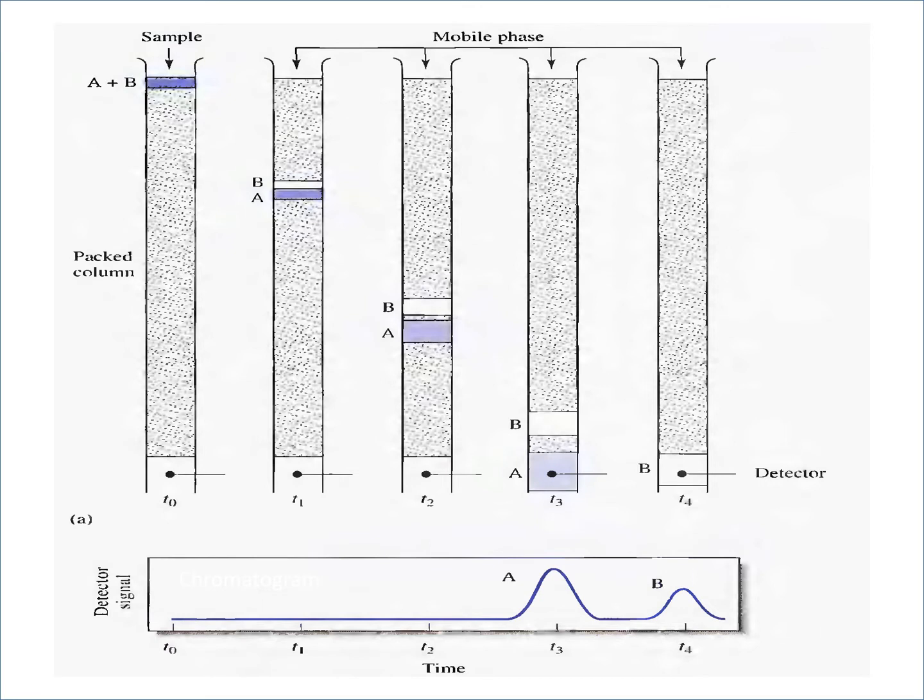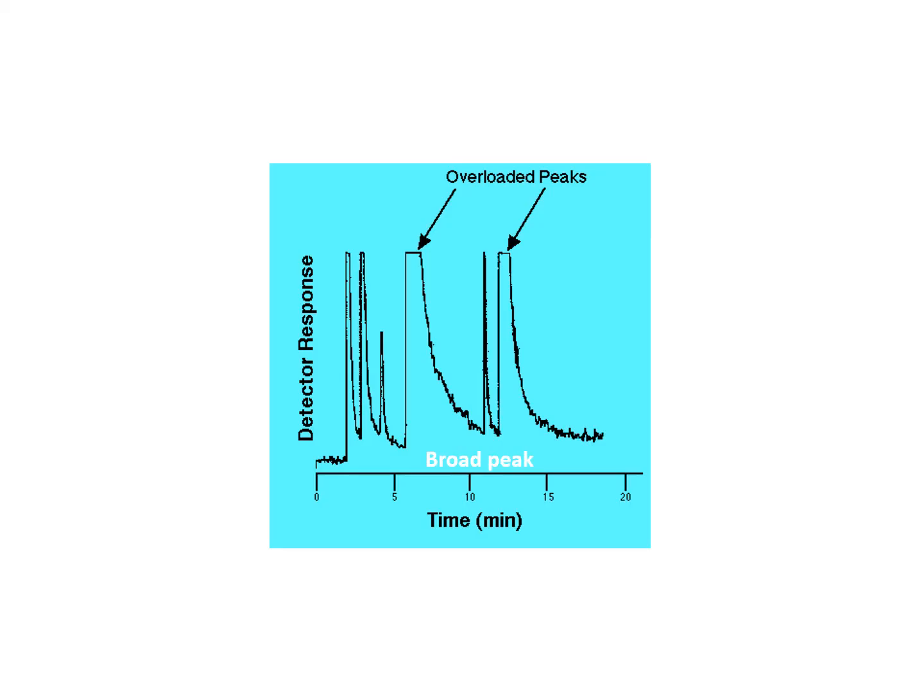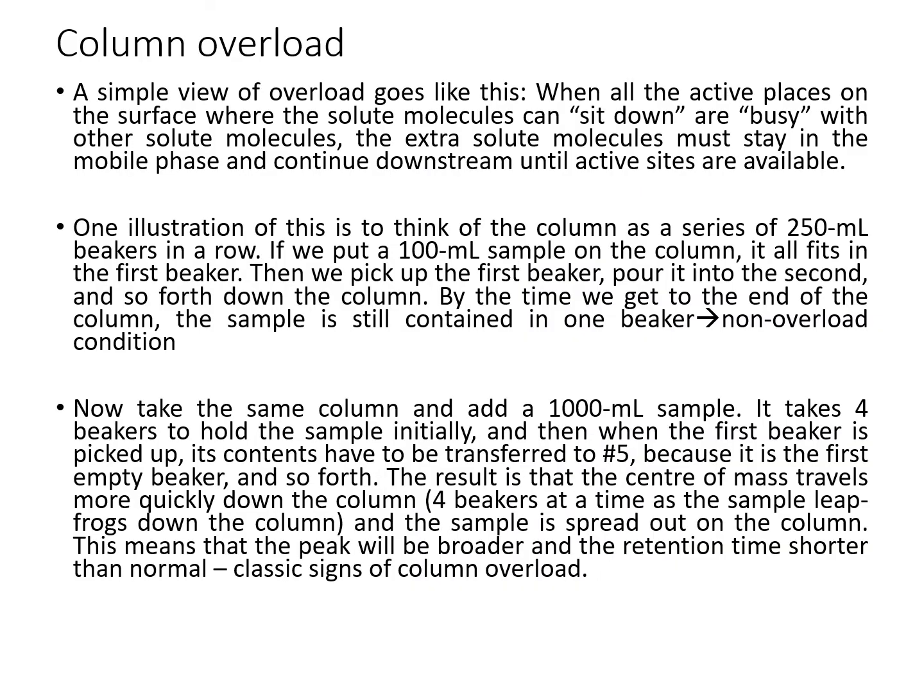So class, the diagram shows the packed column and how the samples travel, and the eluted peak will be eluted at a certain retention time. The figure shows the overloaded peaks. If the peak is overloaded class, we will get a very broad peak, something like this, in GC. Column overload basically happens because of less space in the column. So this means that to solve this overloading problem, we need a bigger space.